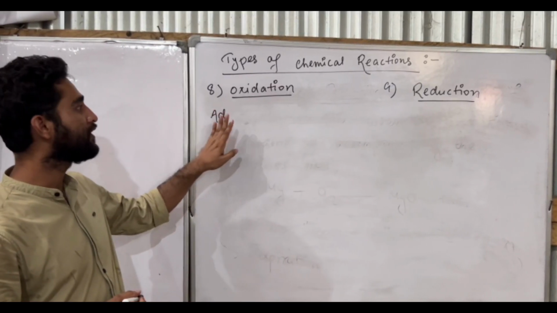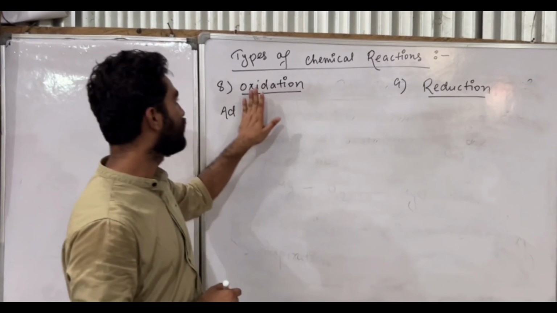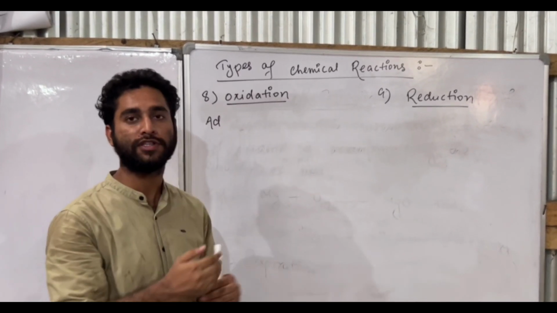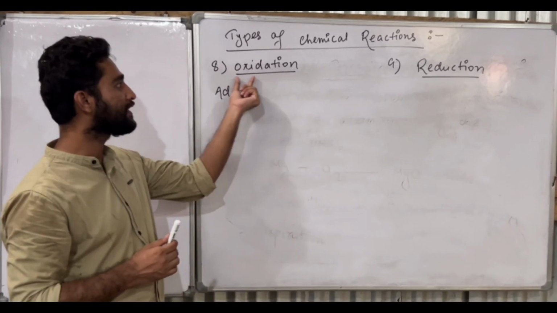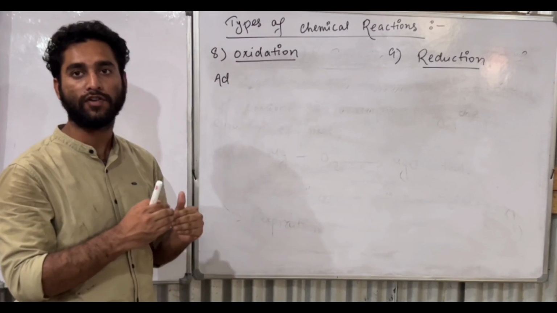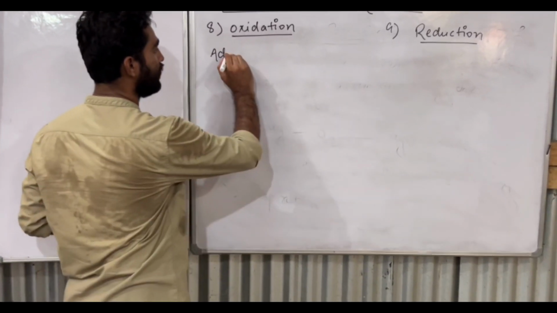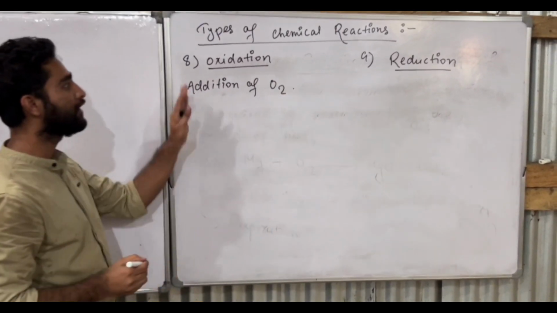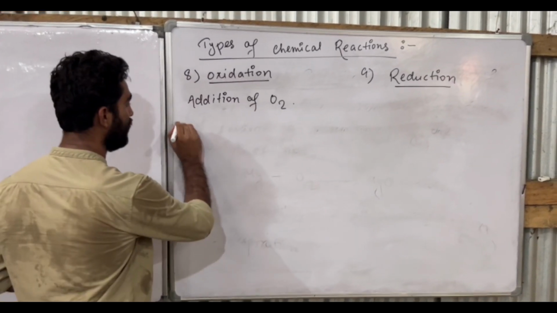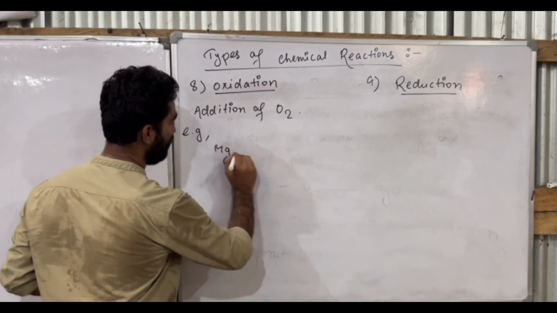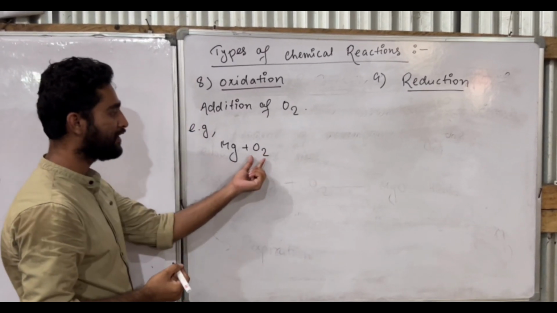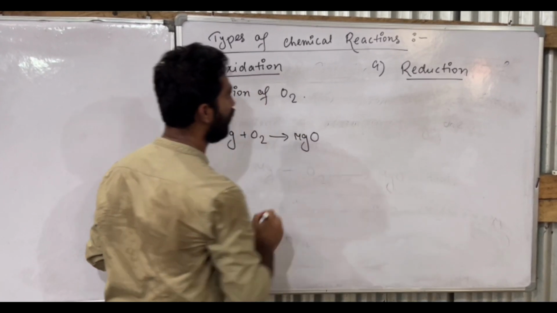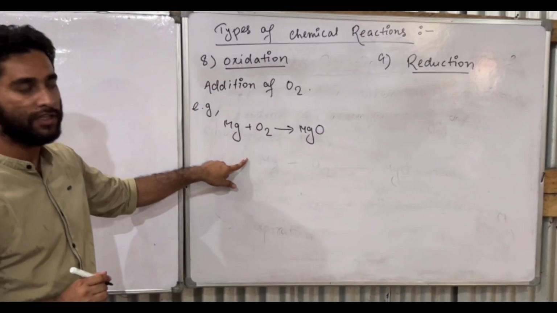Then the next types of reactions are called oxidation and reduction. These oxidation and reduction are also types of chemical reactions, and these two are just opposite of each other. Oxidation, as the name suggests, means the addition of oxygen to a substance. Addition of oxygen is called oxidation. For example, magnesium plus oxygen. Here you see the oxygen gets added to the magnesium and it will form magnesium oxide. So it is an example of an oxidation reaction.